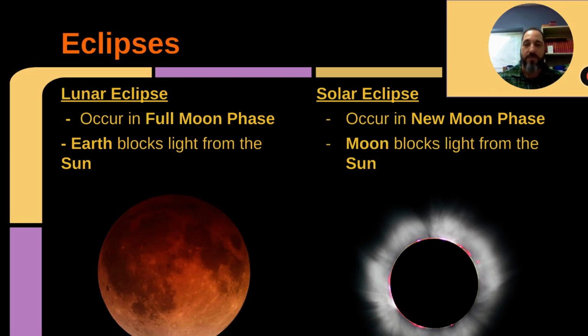All right, so let's talk about eclipses. We've got two different types, lunar eclipses and solar eclipses. Lunar eclipses are going to occur during the full moon phase, and this is when Earth is blocking light from the sun. The Earth is getting in between the moon and the sun. And solar eclipses occur in the new moon phase. This is when the moon is blocking light from the sun. So the moon is getting in between the sun and the Earth.